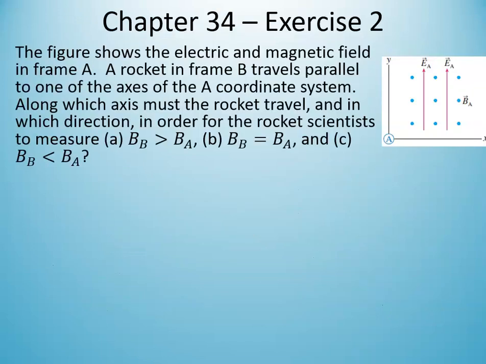So in the next problem, we have a figure showing an electric and magnetic field in frame A, and a rocket in frame B travels parallel to one of the axes. The question is, in which direction must the rocket move in order for scientists in frame B to measure the magnetic field to be greater than that in frame A, equal to that in frame A, or less than that in frame A.